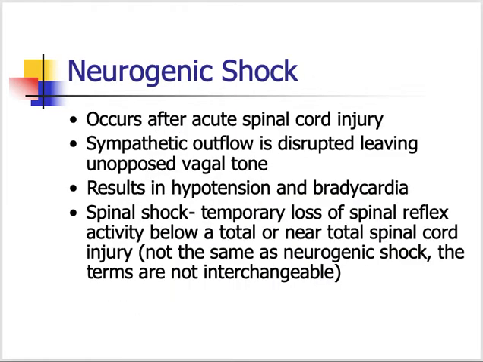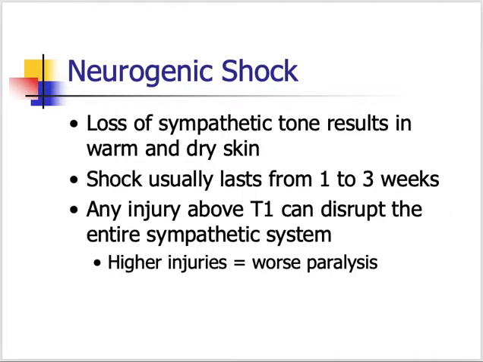So this occurs after acute spinal cord injury, when sympathetic outflow is disrupted. So neurogenic shock is a type of distributive shock as well. It results in hypotension and bradycardia. Loss of sympathetic tone results in warm and dry skin. Shock usually lasts for 1 to 3 weeks, and after that, it comes back to normal. So these are the different types of shocks which I was discussing with you.